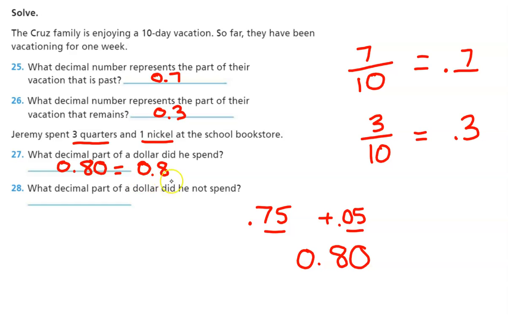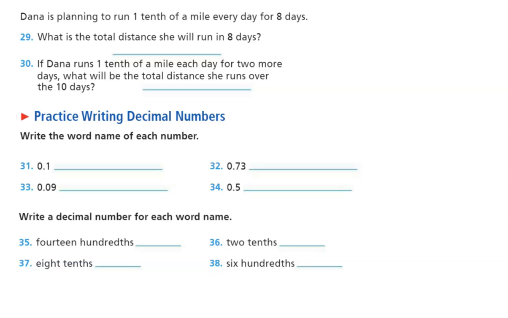And this says, what decimal part of $1 did he not spend? So if he has $1 total, we want to know basically the difference between those two. That means that he has not spent 20 hundredths, or 2 tenths of his dollar yet. Oops, that should not be an 8. That should be a 2. Okay?